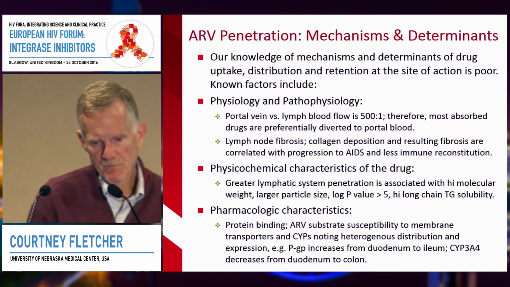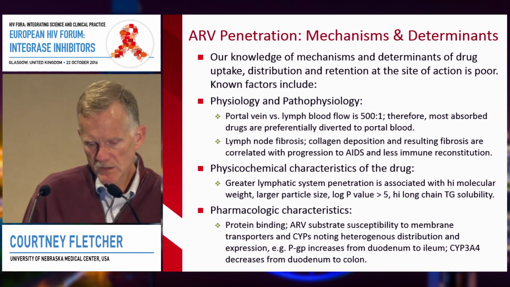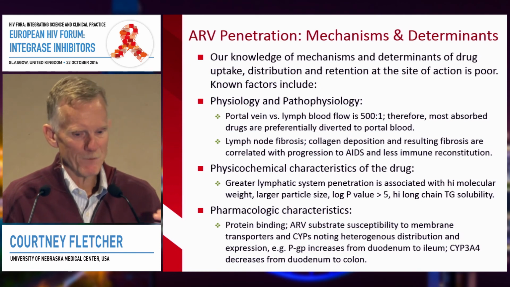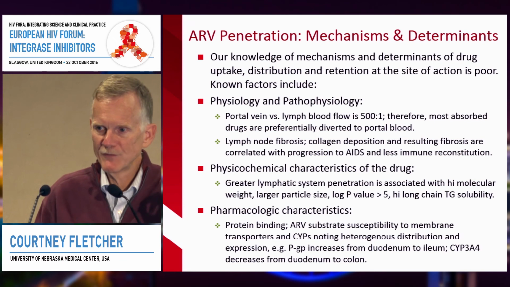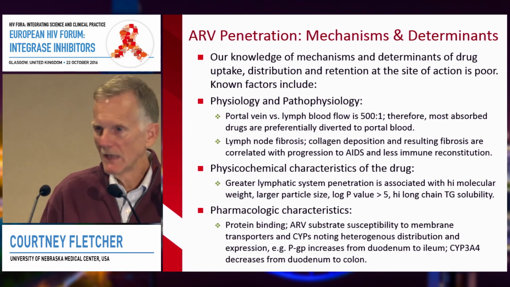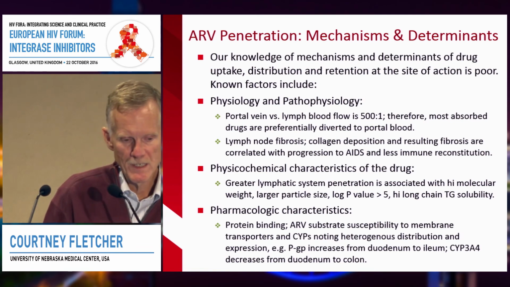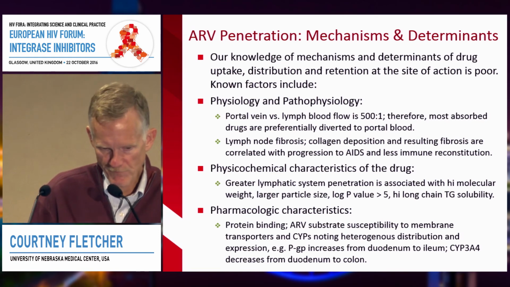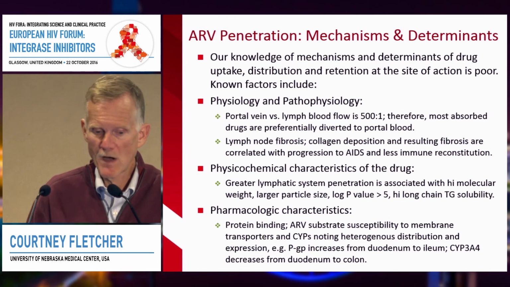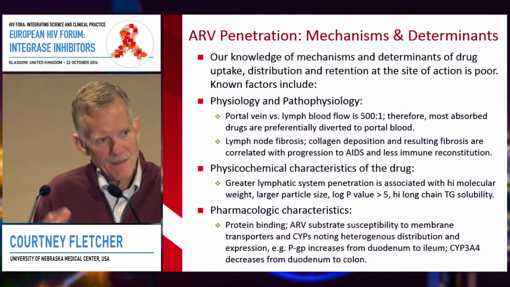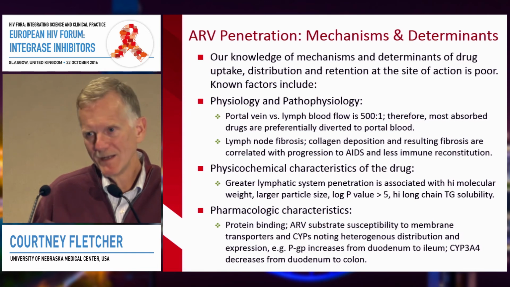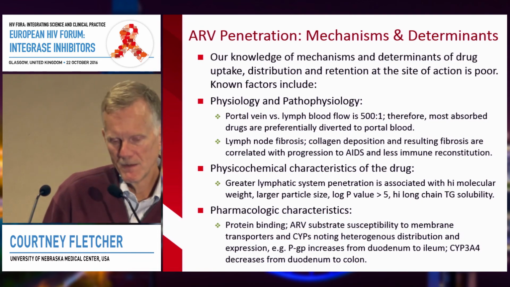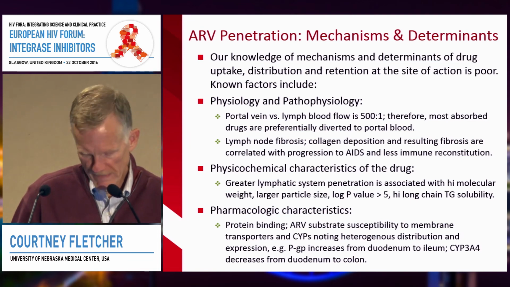So to wrap up, when we start talking about sanctuary sites, our knowledge is rather poor about what are the most important factors that are going to determine penetration into a space like the lymph nodes, like testes, like the brain. We know some of the factors are going to include physiology. We know they're going to include physical chemical characteristics. We know they're going to include pharmacologic characteristics. But what's the most important? How do these come together? If we affect one, can another become more important? It's just not well known yet.